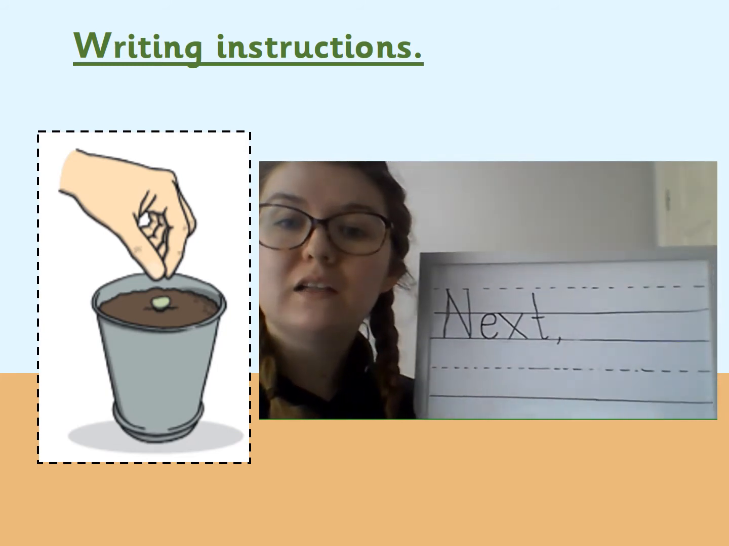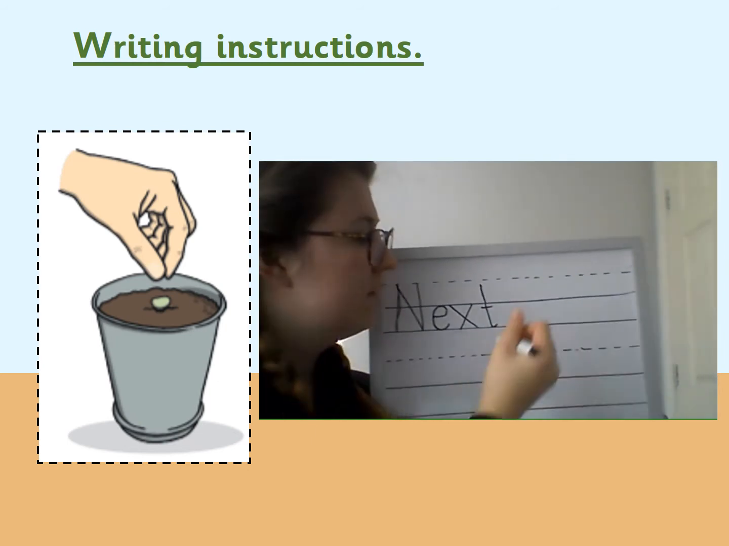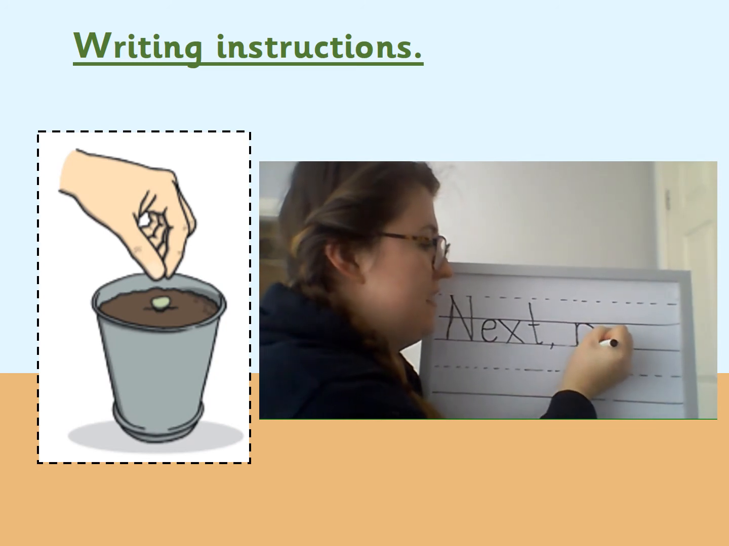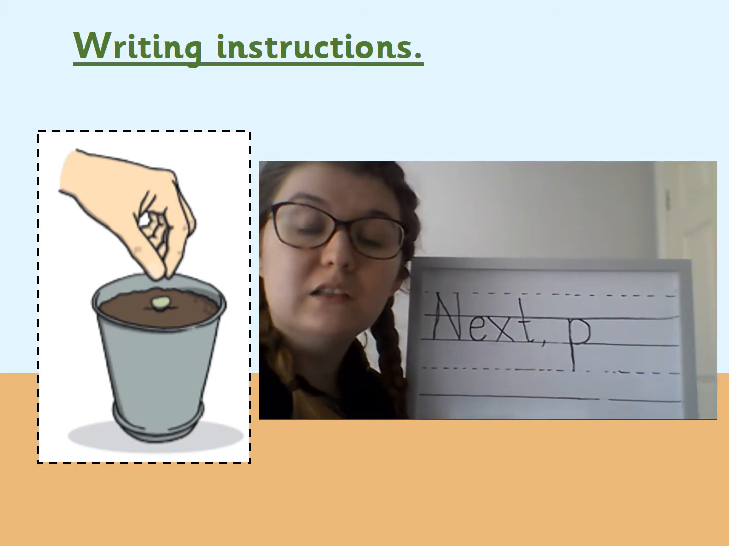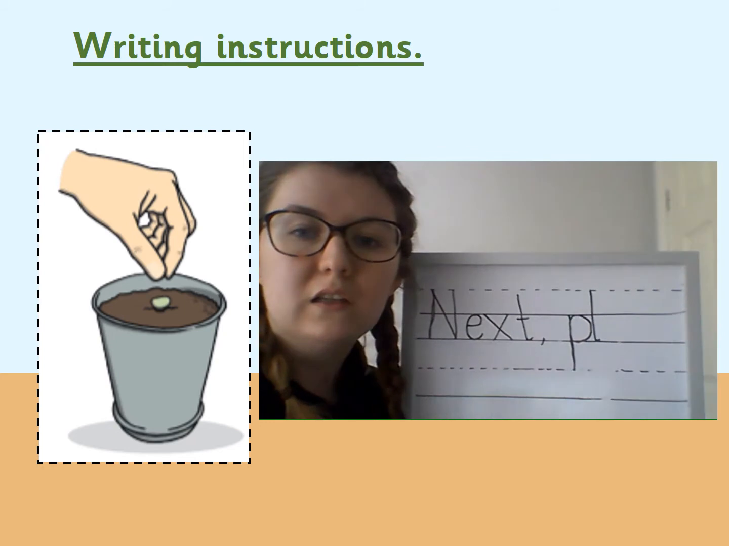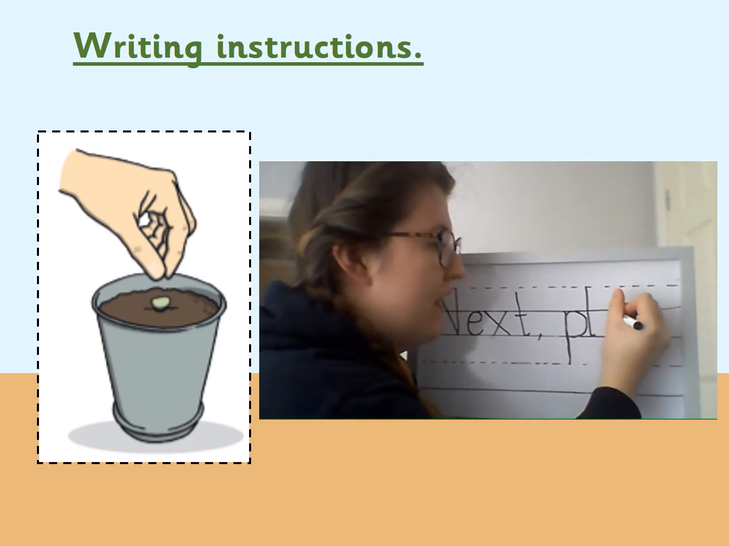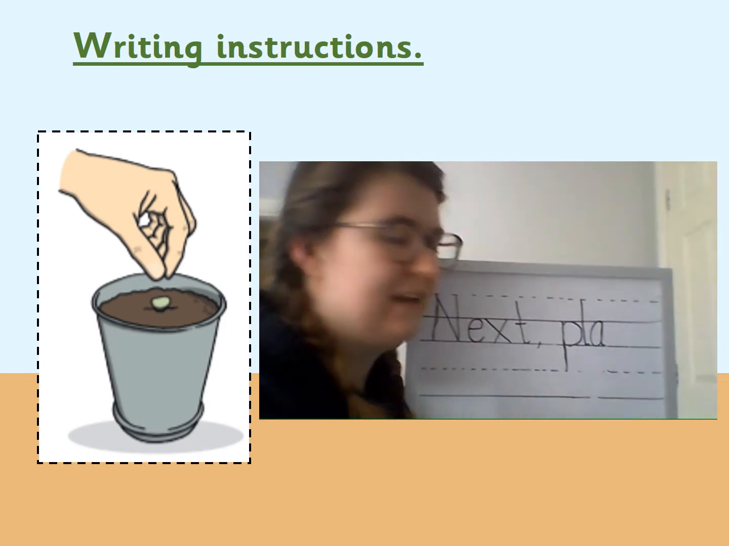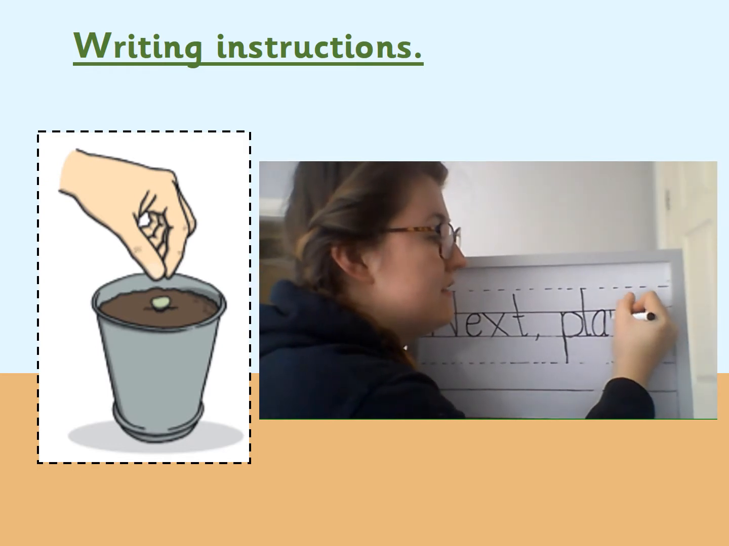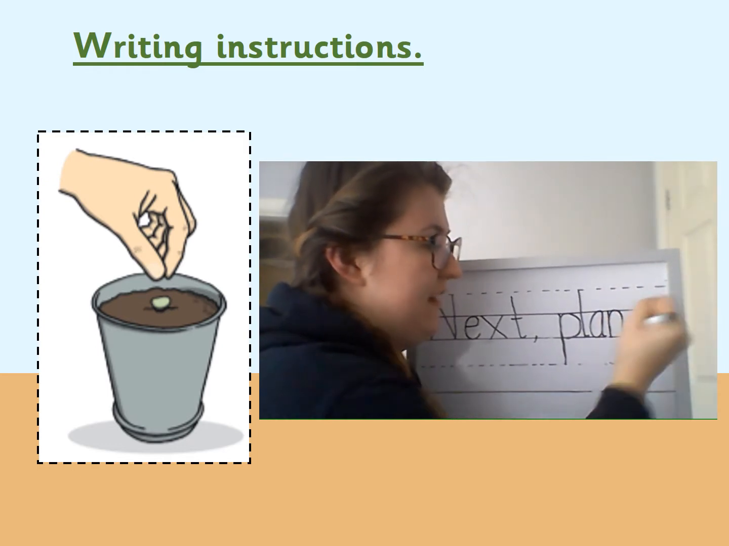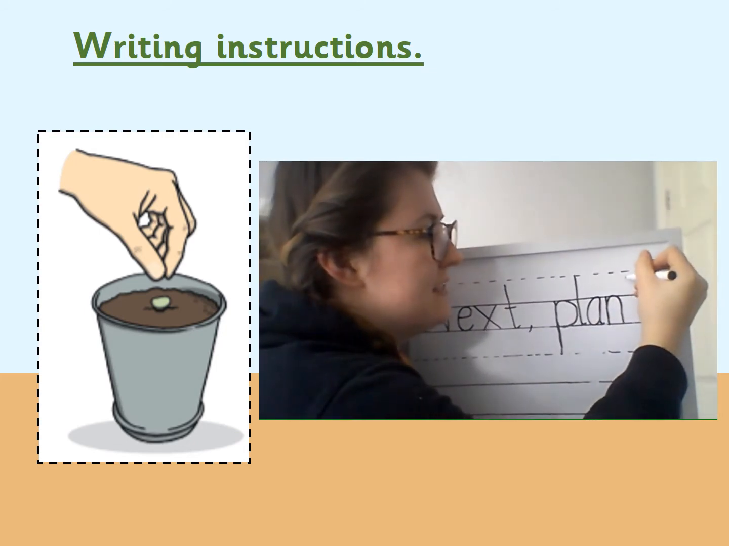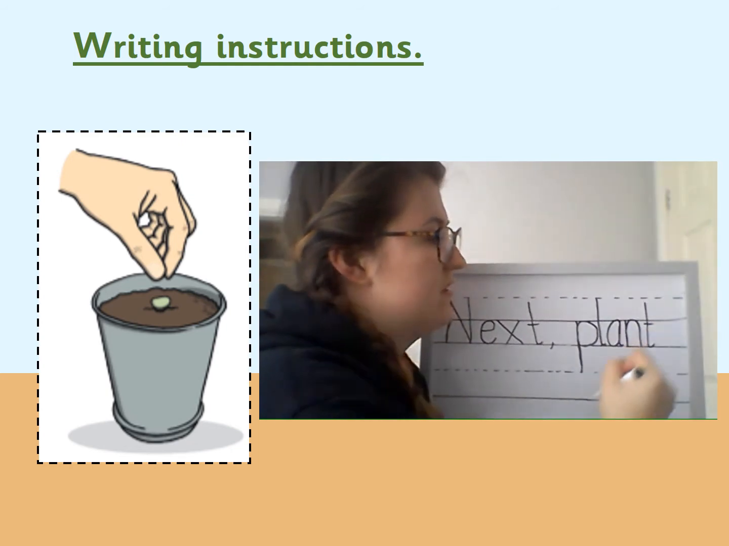Plant. P. Down the pirate's flat and around his face. P-l. Down the long leg. P-l-a. Around the apple and down the leaf. P-l-a-n. N. Down Nobby and over his net. P-l-a-n-t. T. Down the tower, across the tower.